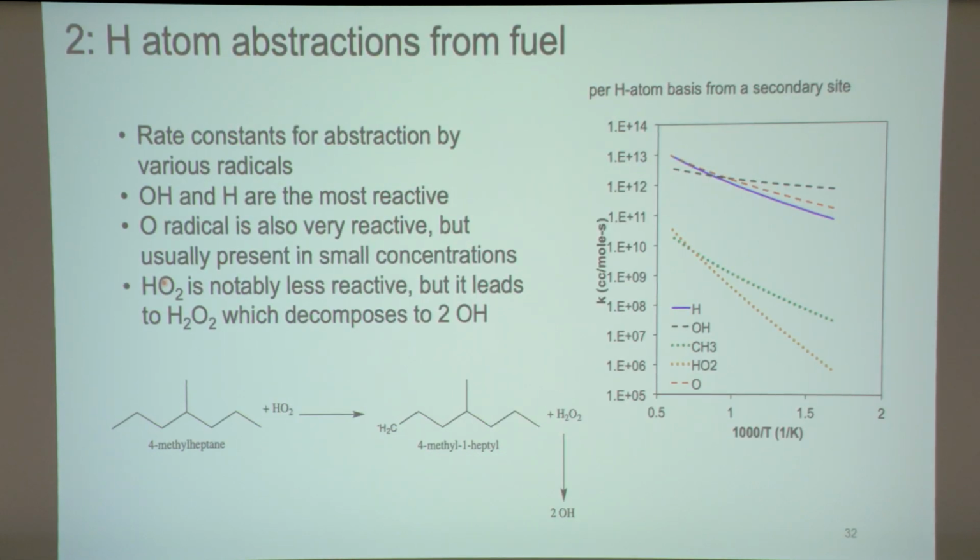Okay, so this is how it looks. You have these rate constants. Which are the important abstracting molecules? Well, H, OH, methyl, HO2, O. We include them all, but you see here the rates for things like methyl abstraction and HO2 are very slow, but things like H, OH, and O radical are very fast. So some reactions are much more important than others.